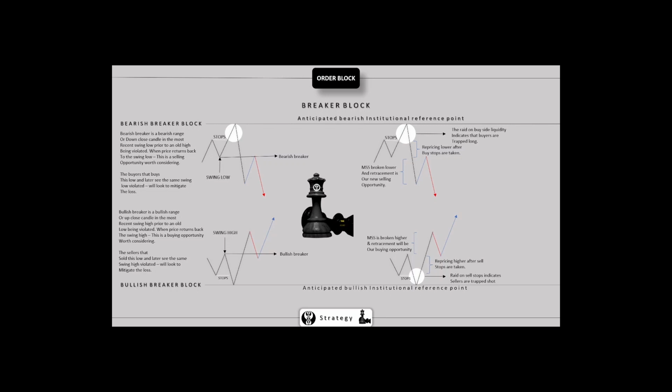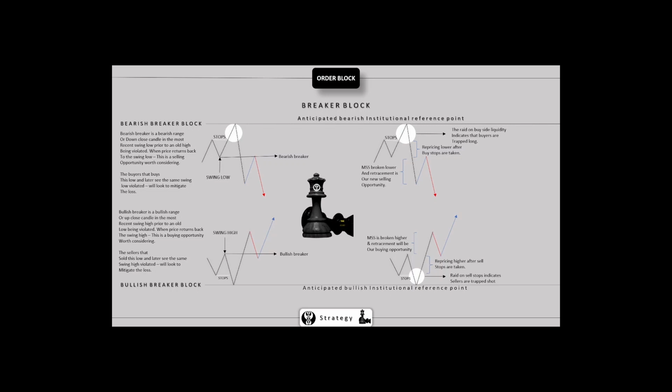The first thing before identifying this is that you should know how to identify the anticipated bearish institutional reference point and the anticipated bullish institutional reference point, like I said in the video that we did one week ago. So a bearish breaker is a bearish range or a down close candle at the most recent swing low prior to an old high being violated. When price returns back to the swing low, this is a selling opportunity worth considering.